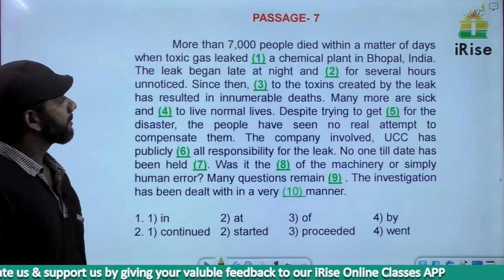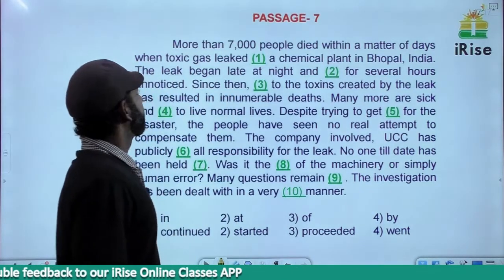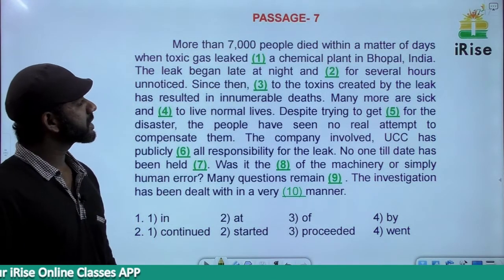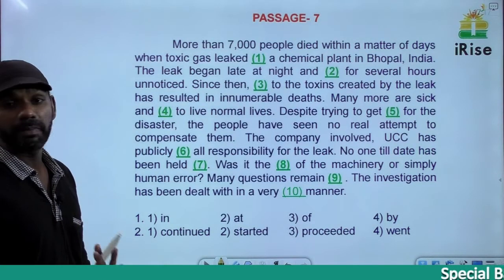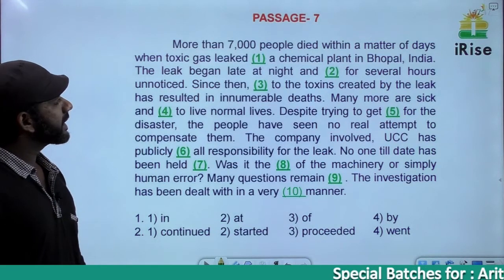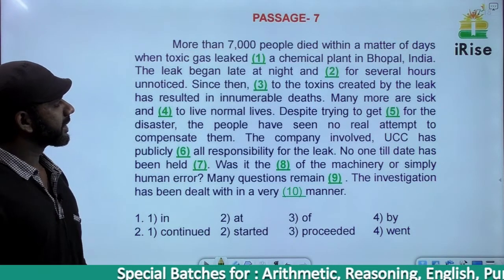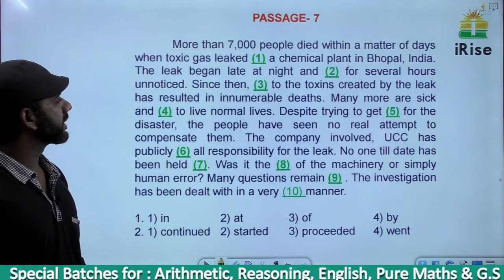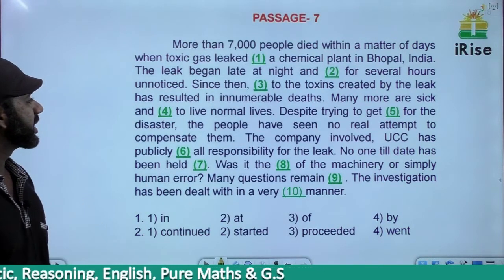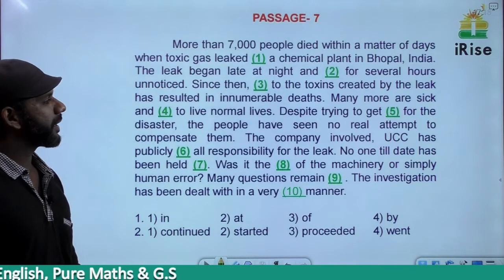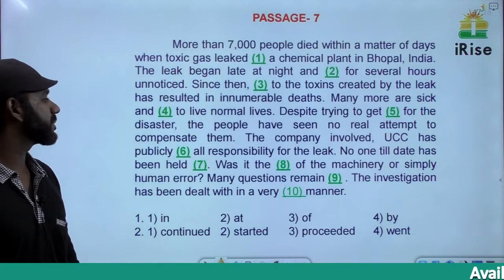We'll read the passage. More than 7,000 people died within a matter of days when toxic gas leaked from a chemical plant in Bhopal, India. The leak began late at night and went unnoticed for several hours. Since then, exposure to the toxins created by the leak has resulted in innumerable deaths. Many more are sick and unable to live normal lives. Despite trying to get justice for the disaster, the people have seen no real attempt to compensate them.